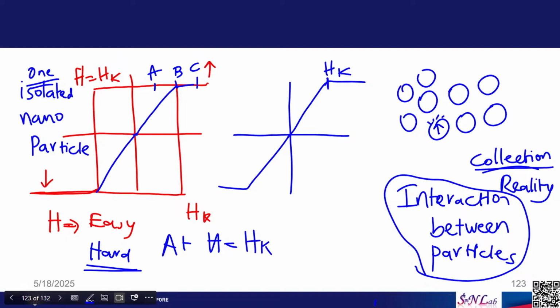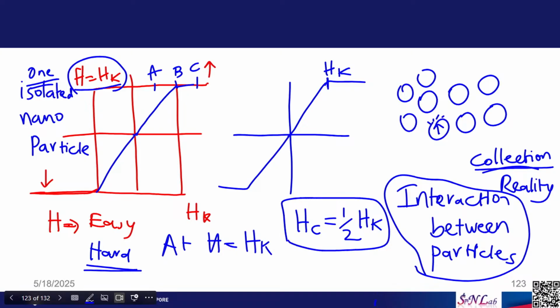When you have such interaction, usually what happens is that the particle may not reverse at this field. Typically, when you have a collection of particles, the coercivity at which say 50% of the particles switch is typically like half of H_k. This is a rough number, so you do not pay too much emphasis to this one. Approximately at half of the anisotropy field, 50% of the particles would have reversed.